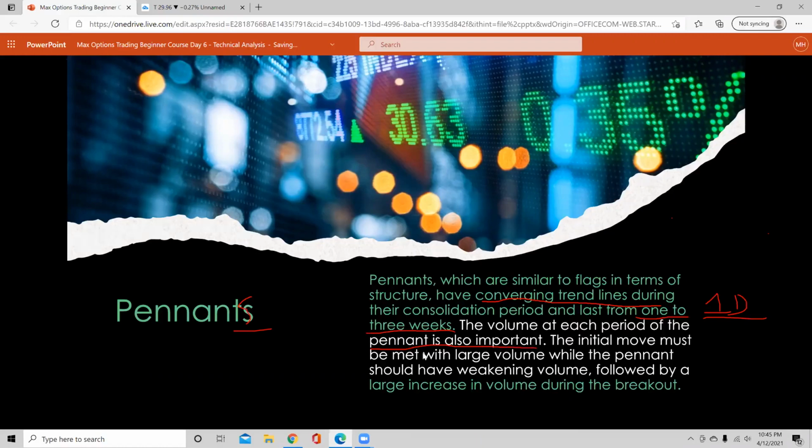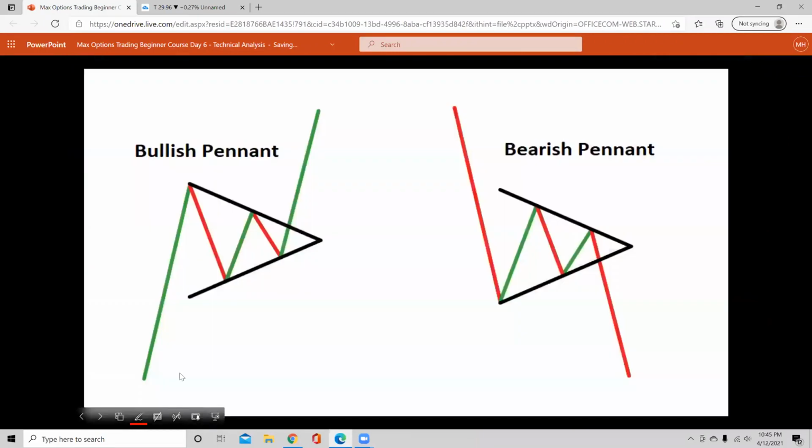The volume is part of the pattern. The initial move must be met with large volume, while the pennant should have weakening volume, followed by a large increase in volume during the breakout. That's the difference. So you can see, hey, they're just symmetrical triangles. Well, the difference is they're met with large volume. You can see, so that they exaggerate these breakout points because pennants have a huge breakout. So they're very, very good.